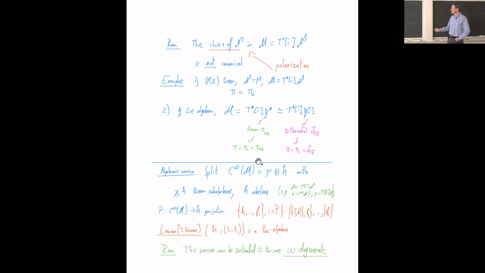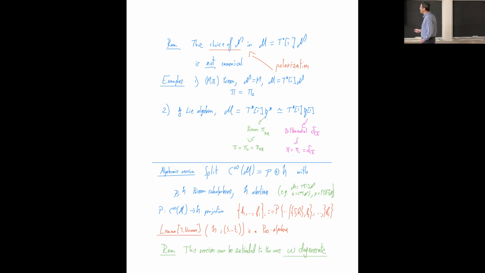Okay, so these are two different polarizations of the same structure. One gives rise to the Kirillov constant Poisson structure. The other one gives rise to the Chevalley-Eilenberg differential. But they correspond to the same graded symplectic manifold and the same function of degree 2.